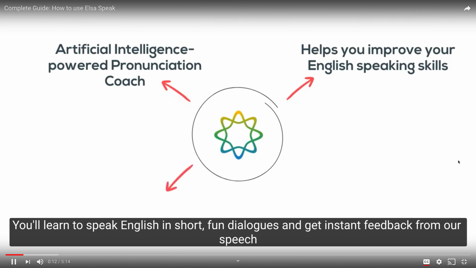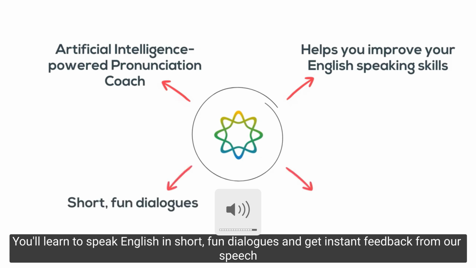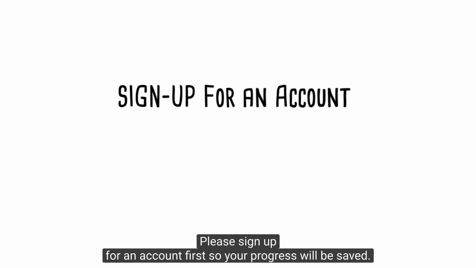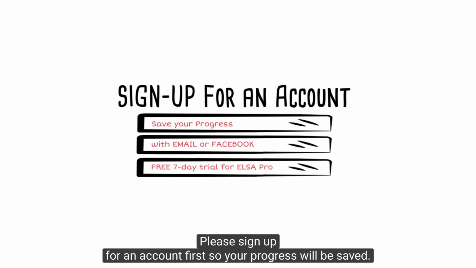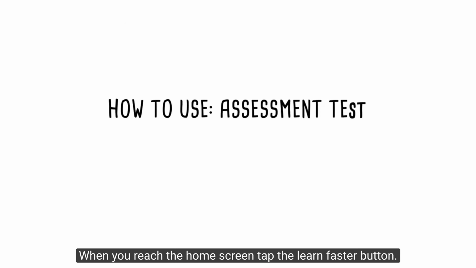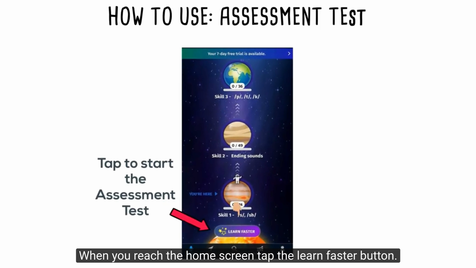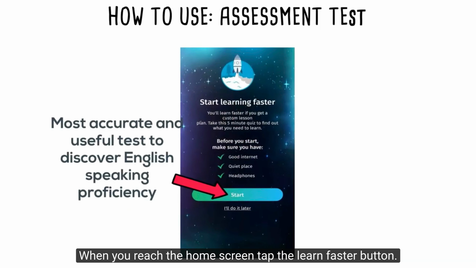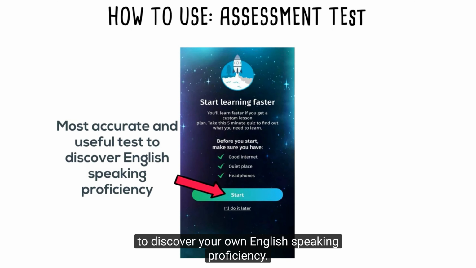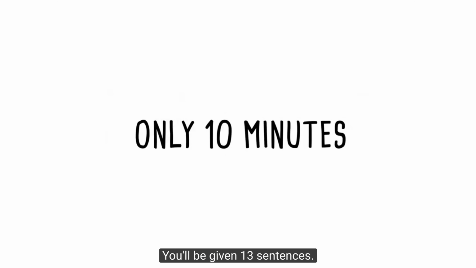Learn to speak English in short form dialogues and get instant feedback from our speech recognition technology. Please sign up for an account first so your progress will be saved. Here's how you can get the most out of Elsa. Step 1. Take the free assessment test. When you reach the home screen, tap the Learn Faster button. This is the most accurate and useful test you can take to discover your own English speaking proficiency. It takes 10 minutes to complete.